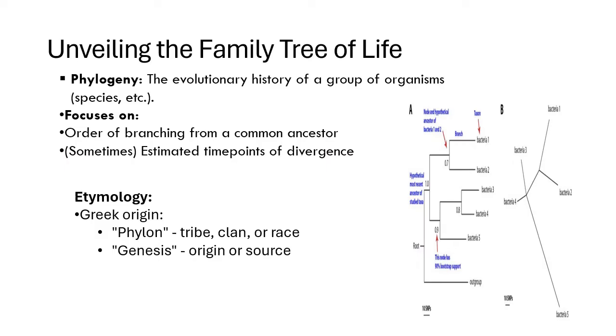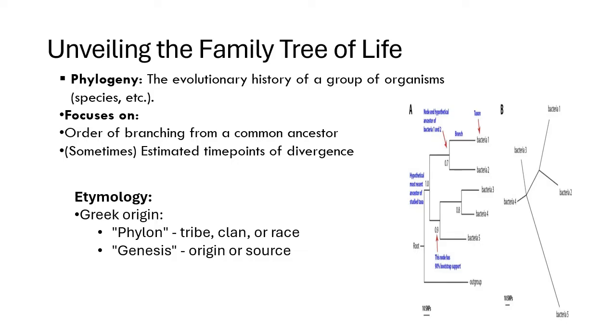Phylogeny helps us to understand the evolutionary relationship between different microorganisms. The word phylogeny comes from the Greek word phylon, which means tribe, clan, or race. The genesis is the origin or source. So it talks about how organisms are related. By analyzing the genetic makeup of organisms, particularly their DNA or RNA sequences, we can reconstruct their evolutionary history.